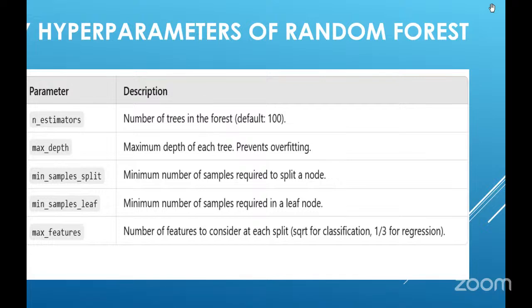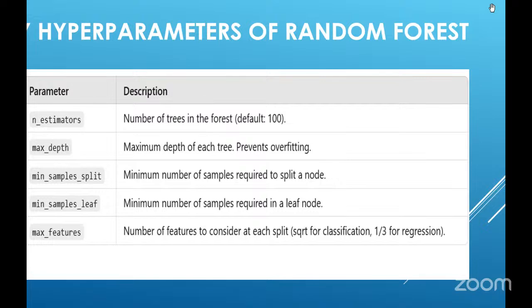Next, max depth: the maximum depth for each tree. How many levels of children do you need? You have to mention in that max depth equal to the numerical number. The next one is minimum sample splits. How many splits do you want? In the graph of different data points we have seen, they didn't mention how many splits they want. We ourselves decided, assumed, and gave 4 splits. Here you have to mention how many splits are required for that code.